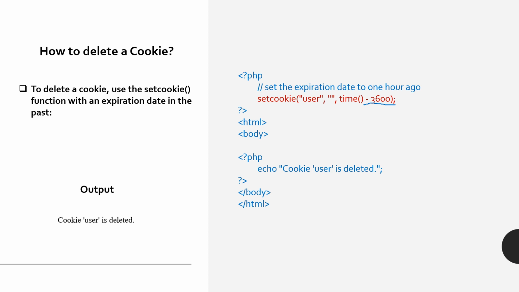That way you can. So cookie user is deleted. You will get output like this. That is the easiest way to delete a cookie.